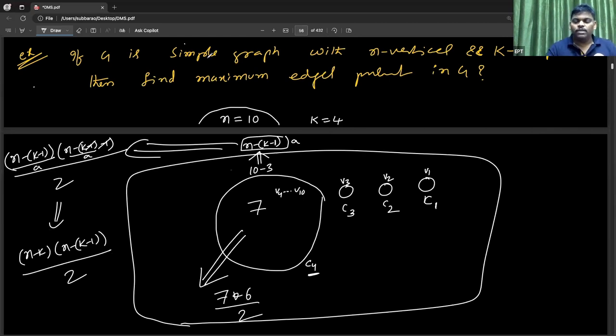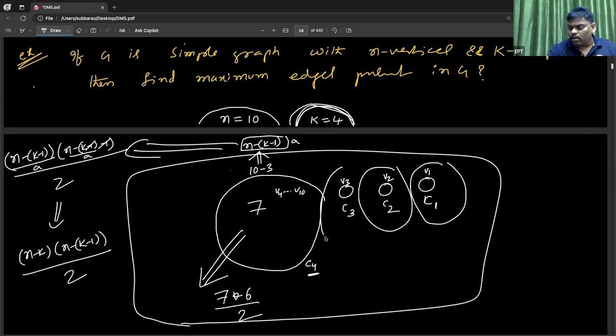If G is a simple graph with n vertices and k components, then find the maximum edges present in G. If you want maximum edges, remember, you need maximum vertices. But I want 4 components also. So in one place I want more vertices, in other places fewer vertices. So one component contains one person, one more component contains one person, one more component contains one person. 3 components are over, total I want 4. In the 4th component, you keep the remaining vertices. If you want more edges, more vertices are required.